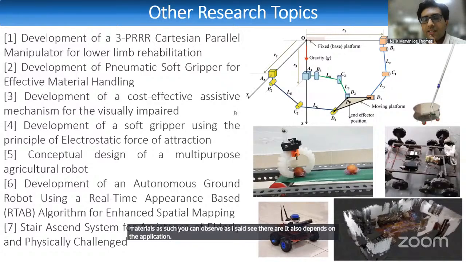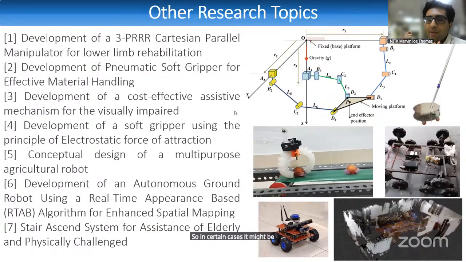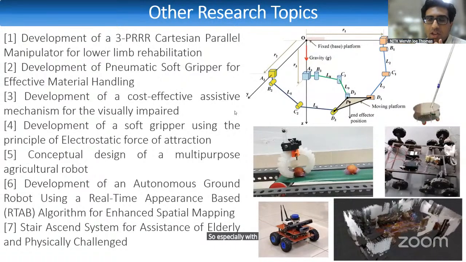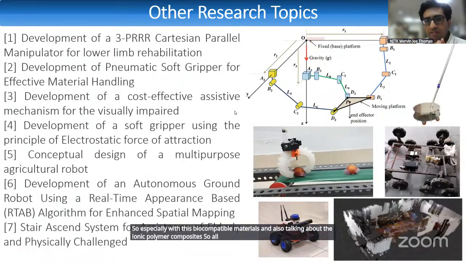In certain cases, it might be piezoelectric, where we give some external force, or maybe if we give some electric signals, it gives some actuation forces. But the problem with those materials is that the amount of actuation you actually get is very limited. Especially with these biocompatible materials, and also the ionic polymer composites, all these do give us actuations, but it is very minimal compared to a pneumatic system. So for your application, what I suggest is you can think about a pneumatic hand gripper.